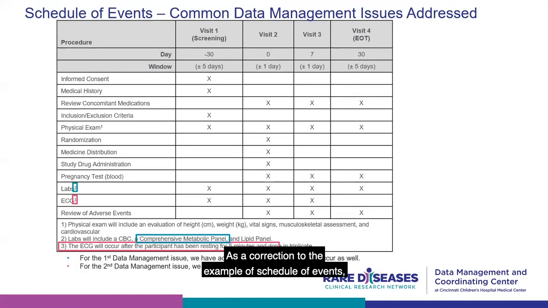As a correction to the example schedule of events, we've added a note to labs to indicate that we will be doing a CBC, a comprehensive metabolic panel, and a lipid panel. So previously, the comprehensive metabolic panel was not included in the footnote, and would not have been built by data management. So it's important to highlight that granularity.